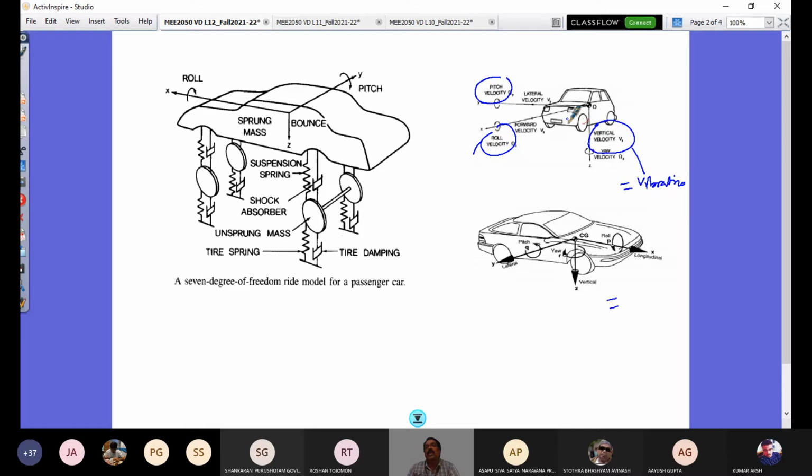Lateral velocity is for your centripetal acceleration, and this yaw velocity is to change the orientation of the vehicle. So the other three, which are circled, can have a prolonged oscillation because of the various sources that we have been discussing. So those vibration amplitudes are to be kept under control.